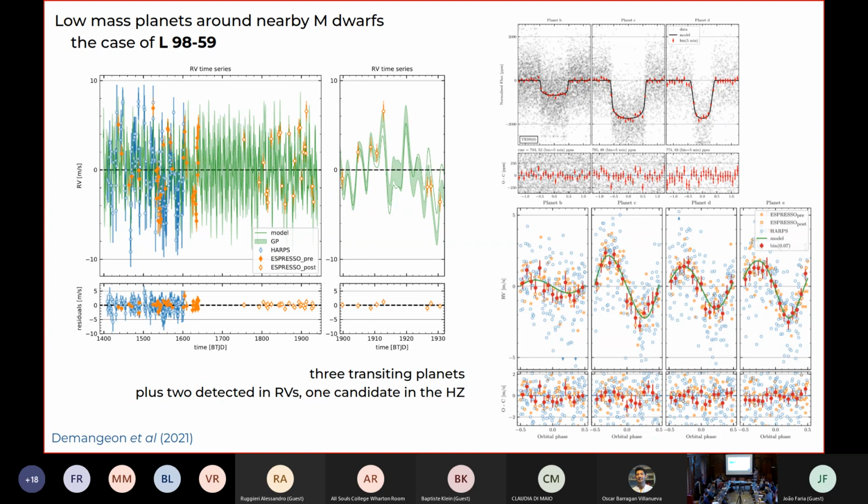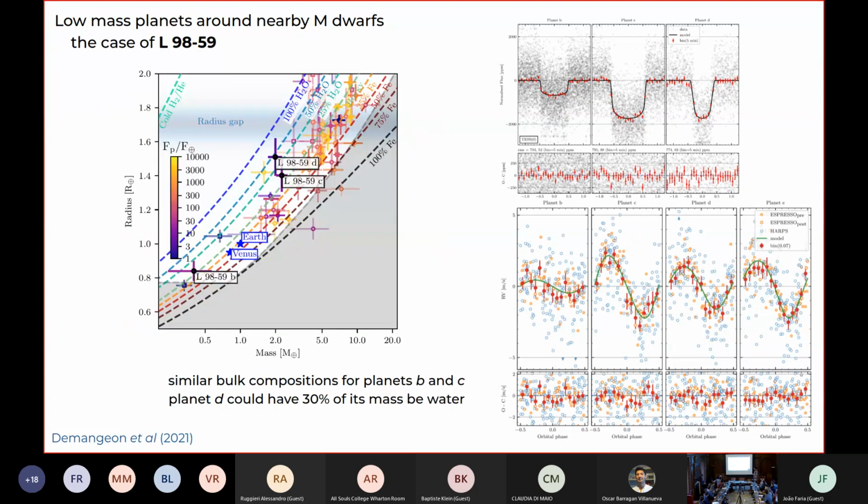data, but you see also, as Lars pointed out, the comparison between what HARPS was giving us and what ESPRESSO is providing. Then, in this particular case, 2 of the planets have a similar internal composition, and then there's planet D, which could have a significant amount of water. So ESPRESSO and these sort of activity models are being used to confirm transiting planets.